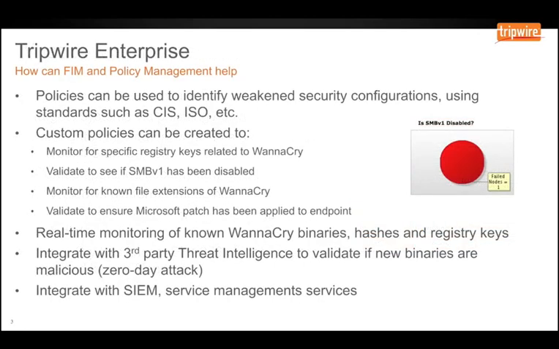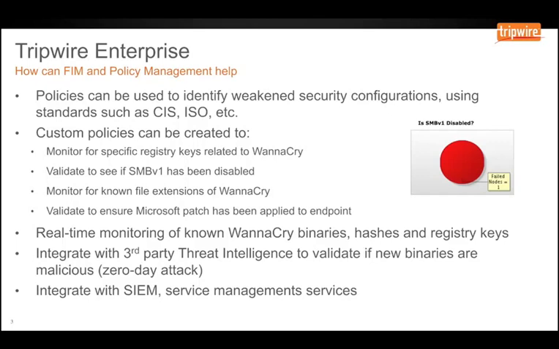Tripwire Enterprise has a comprehensive set of policies, over 700 of them, that are available to customers to download. Some of these policies, such as CIS, ISO 27001, etc., strengthen and harden the security policy on the endpoints that will help prevent the spread of infection. In addition to out-of-the-box policies, custom policies can be created to focus on key indicators of compromise.